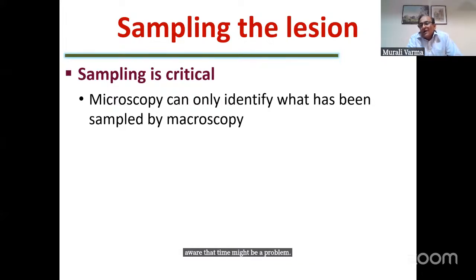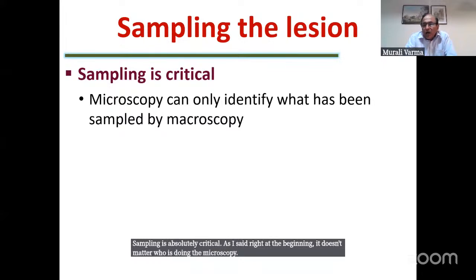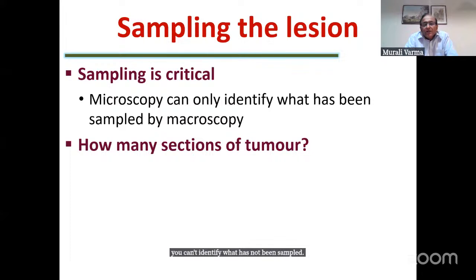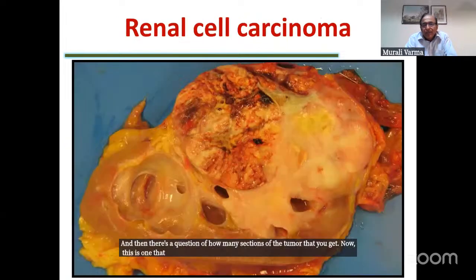So we have identified the lesion. We've now got to sample the lesion. Now, sampling is absolutely critical. As I said right at the beginning, it doesn't matter who is doing the microscopy. You can't identify what has not been sampled. And then there's a question of how many sections of the tumor that you get. Now, this is one that creates a lot of argument.